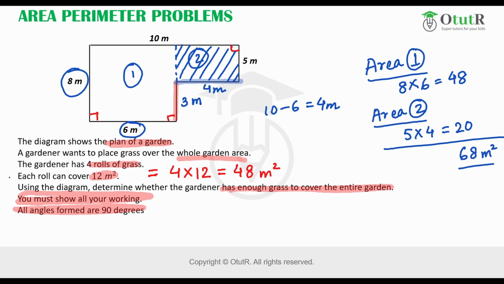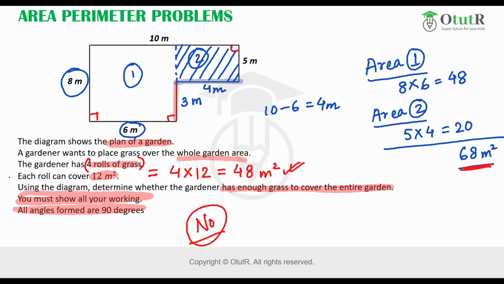Is the grass provided by the gardener enough for covering this particular garden? The answer is no. Why? Because the area that we have is way greater than the area that can be covered by the 4 rolls of grass, right? So the answer is no. The gardener does not have enough grass to cover the entire garden.